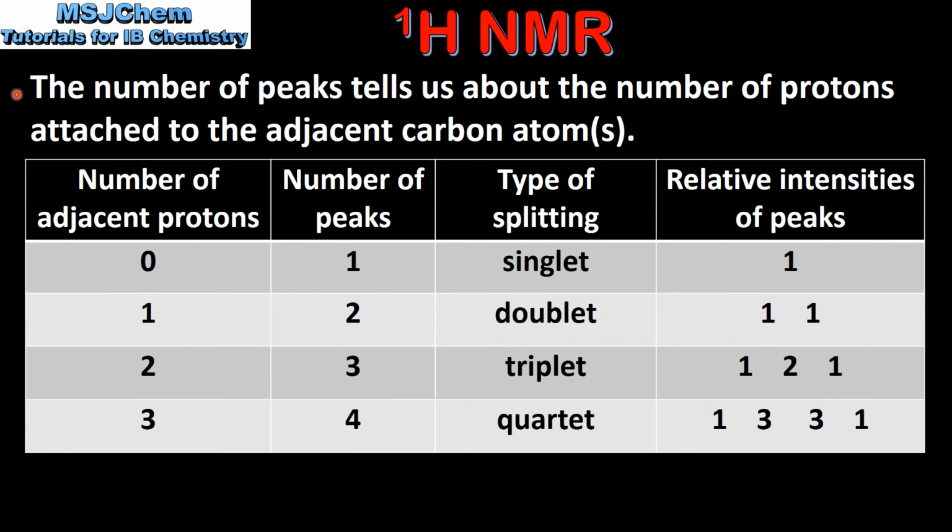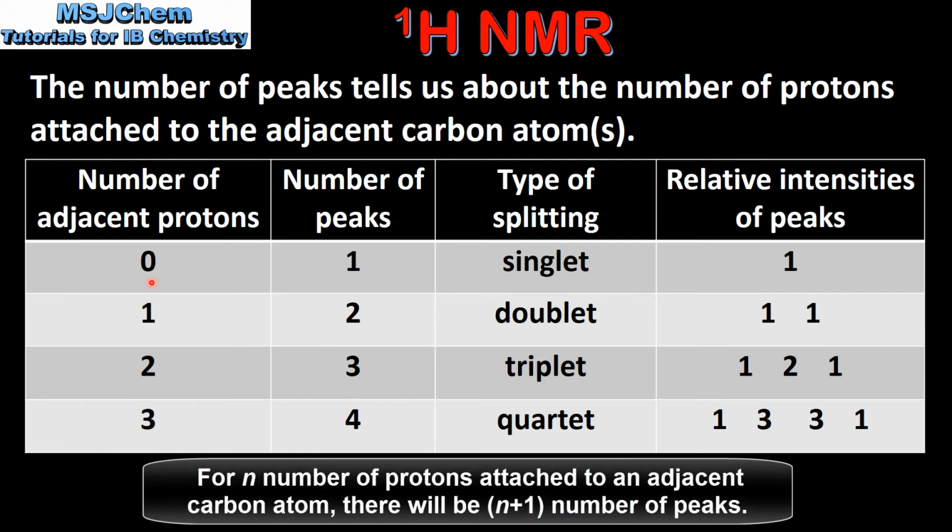The number of peaks tells us about the number of protons attached to the adjacent carbon atom. In this table, we have the number of adjacent protons, the number of peaks, the type of splitting, and the relative intensities of the peaks. For 0 adjacent protons, we have 1 peak and the type of splitting is a singlet. For 1 adjacent proton, we have 2 peaks and the type of splitting is a doublet. For 2 adjacent protons, we have 3 peaks and the type of splitting is a triplet. And for 3 adjacent protons, we have 4 peaks and the type of splitting is a quartet.